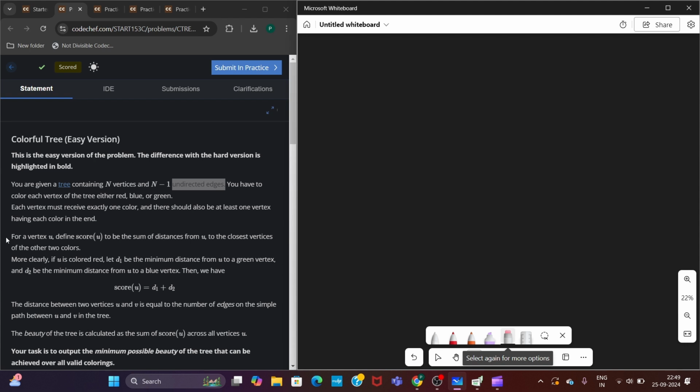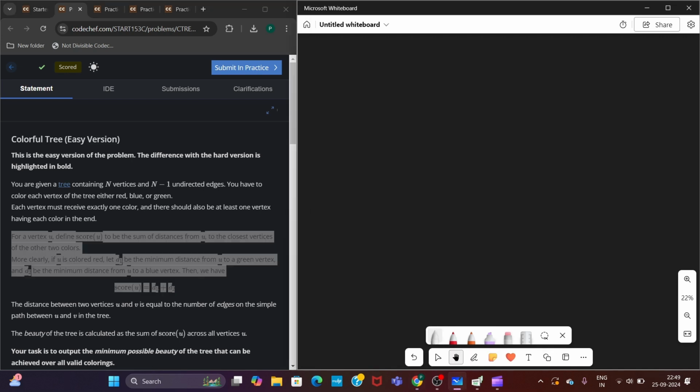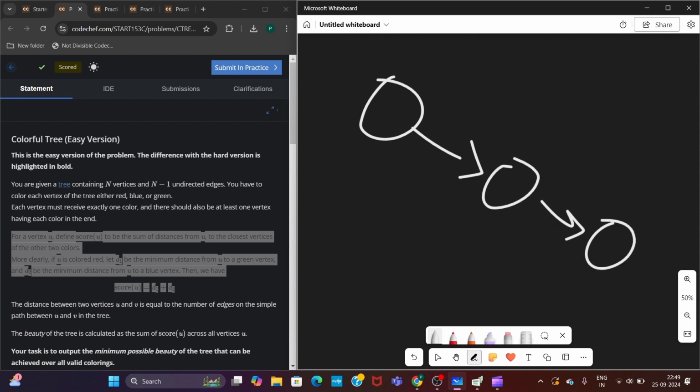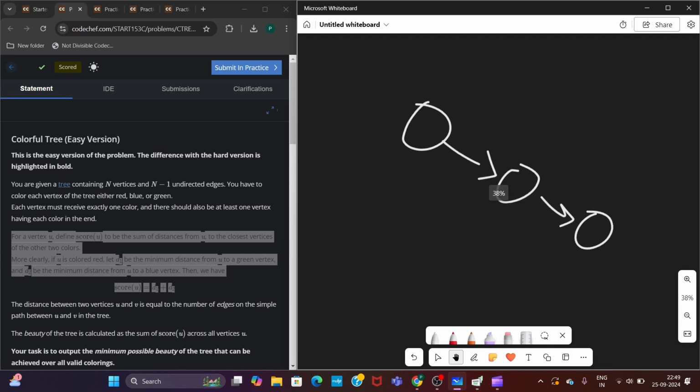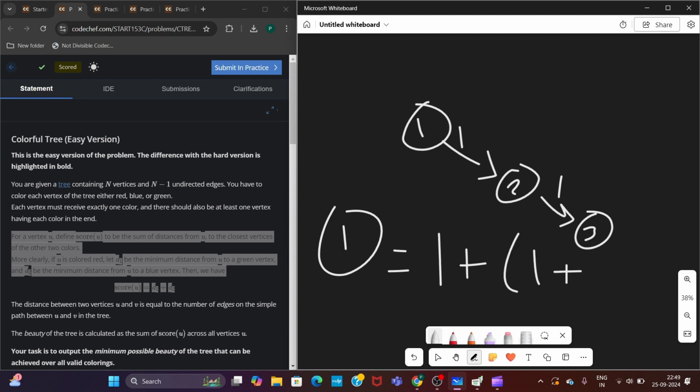First of all, let's understand these two lines. Over here is a simple tree we have been given, with vertices 1, 2, 3. For 1, the distance to 2 will be 1, and to 3 will be 1 plus 1, which is 2. So it will be 3.